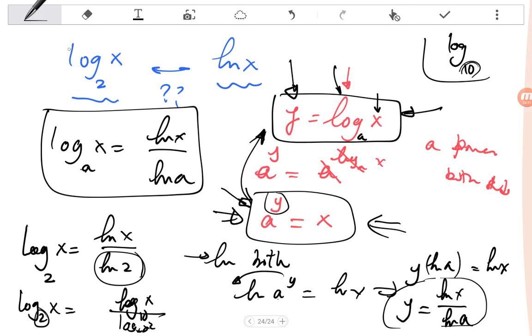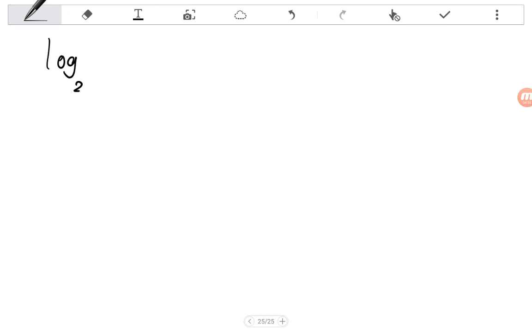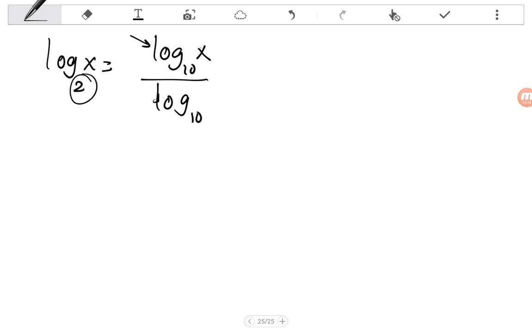I'll just rewrite it again: log base 2 of x. To write it in terms of base 10, we just divide by that same operation, log base 10, but for the initial base. So that is the relation that lets us interchange between bases, or change the base.